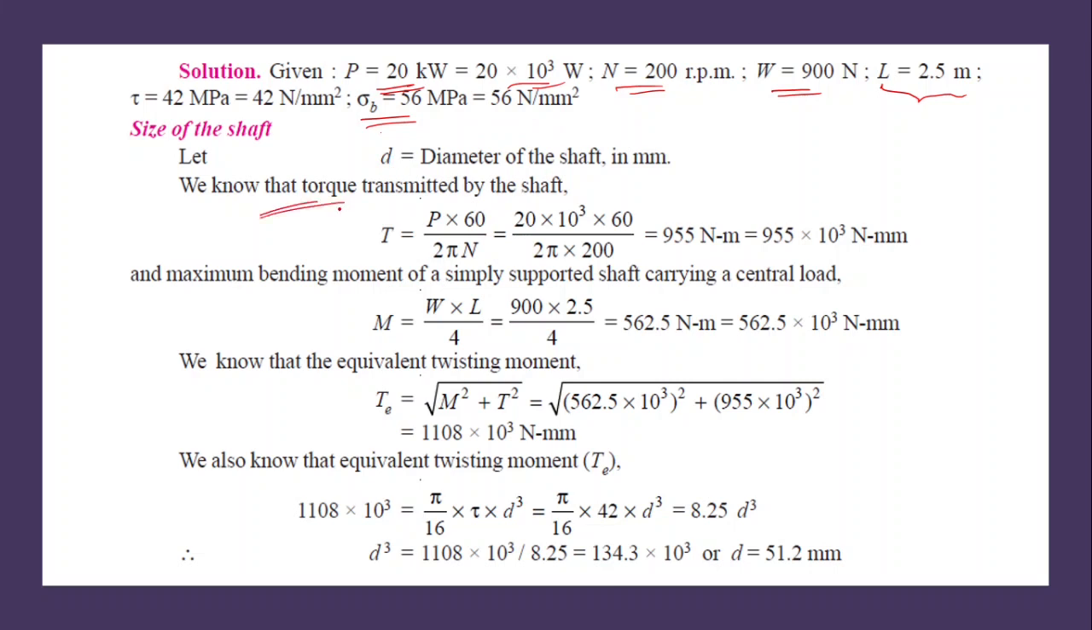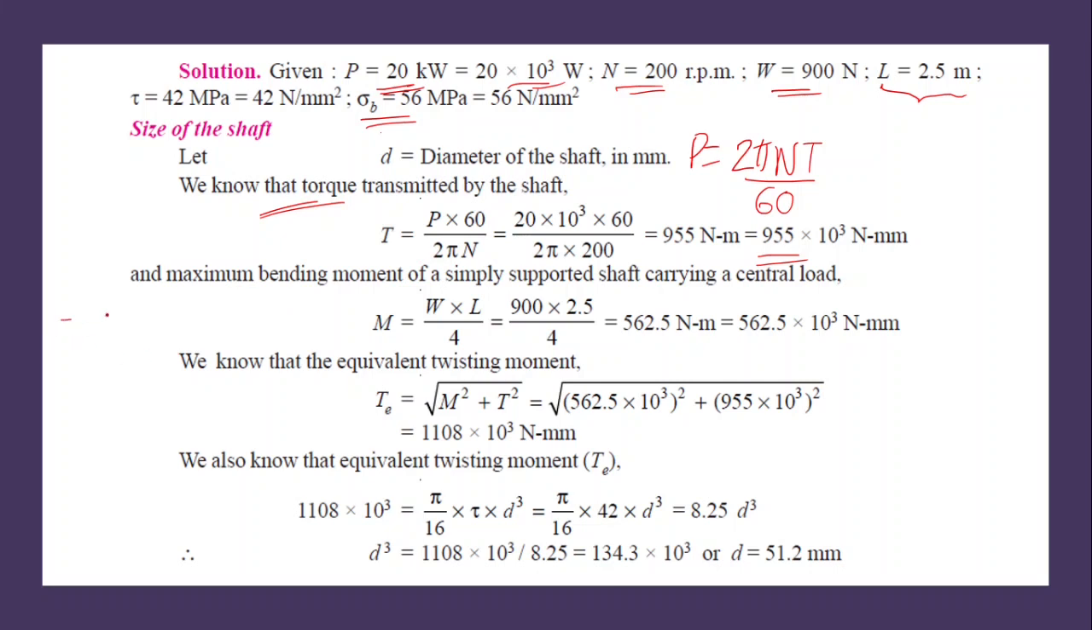We have the power transmitted, P is equal to 2 pi N T by 60. From this equation we can easily calculate the value of torque. T is equal to P into 60 divided by 2 pi N, and that torque is equal to 955 into 10 raised to 3 Newton mm. Now the maximum bending moment of a simply supported shaft carrying a central load. This is already discussed in the previous semesters.